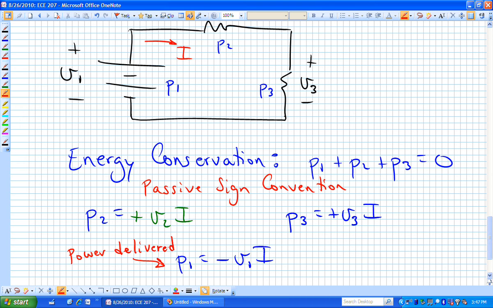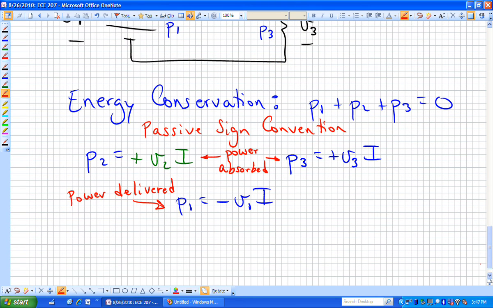Power is delivered there and it's absorbed with the positive notation. That's the passive sign convention. We have a relationship for the P's, the powers. By energy conservation, those have to sum to 0. And we now have formulas for the powers, P1, P2, P3.